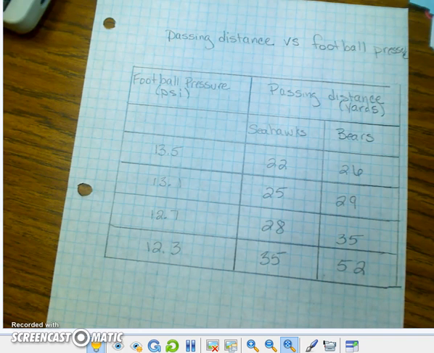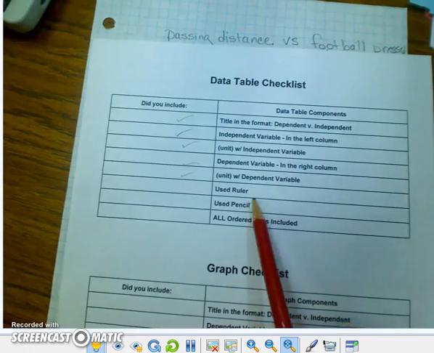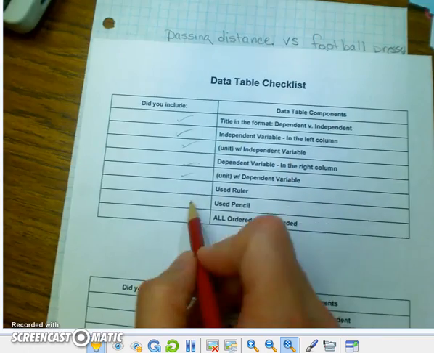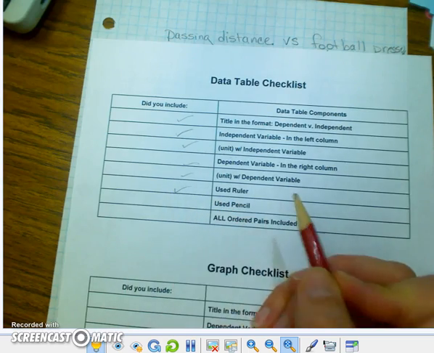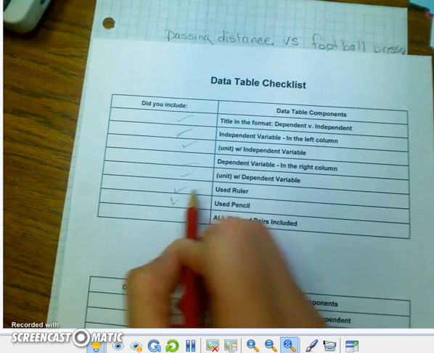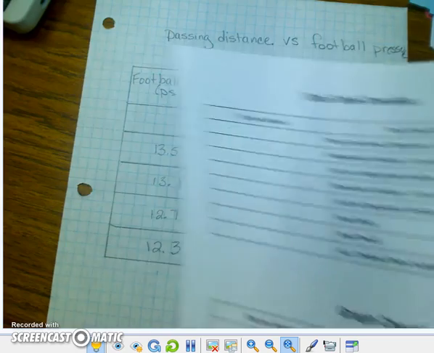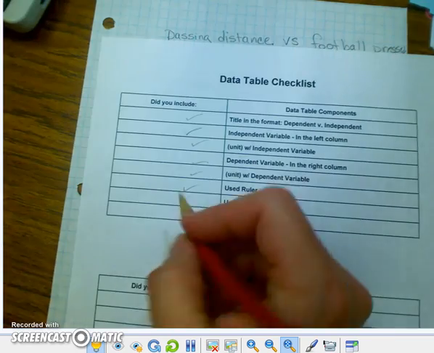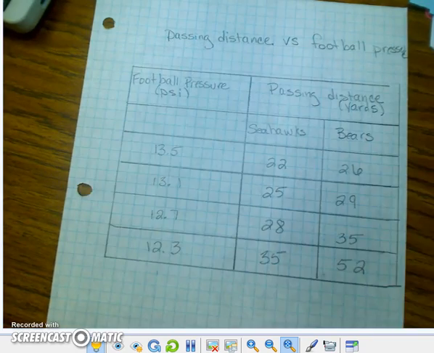Very interesting, very interesting. So let's take a look back at our data table checklist and make sure we have all the pieces. Did I use a ruler? Yes, I did. Did I use pencil? Yes, I did. Did I include all of the data? Yes, I did. That's it. Voila. Our data table is done, and now it will be a lot easier to create our graph.